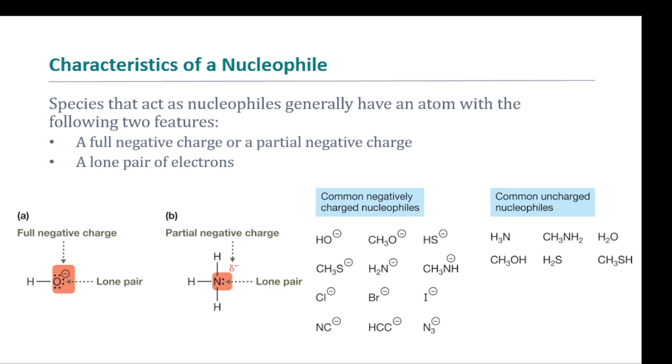So some of the characteristics for those nucleophiles. These species are going to act as nucleophiles. They're generally going to have an atom with the following features. Fully negative charge or partial negative charge. They have to have some sort of concentration of negative charge around them. Okay? They're going to have a lone pair of electrons, or at the very least, they're going to have delocalized electrons.